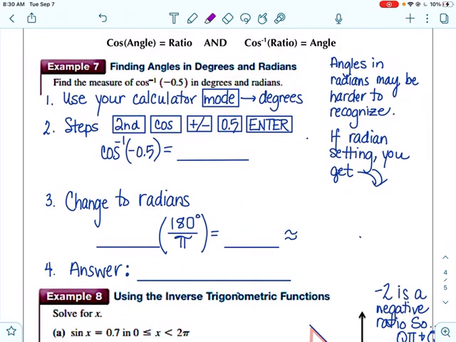So for this one, we want to use the calculator mode. We want to have it in degrees so we can see what our answer is in terms of an angle. So you're going to use these steps that you see here, second, cosine, and then we're going to use the plus or minus to put in the 0.5, and then enter. I think we might need a parenthesis for this parenthesis as well.